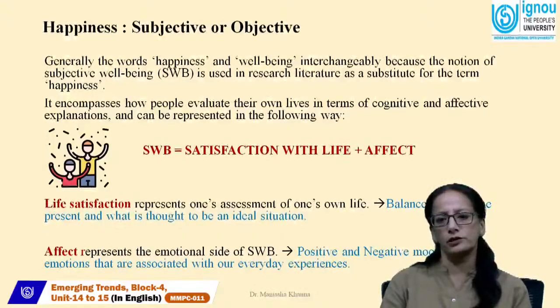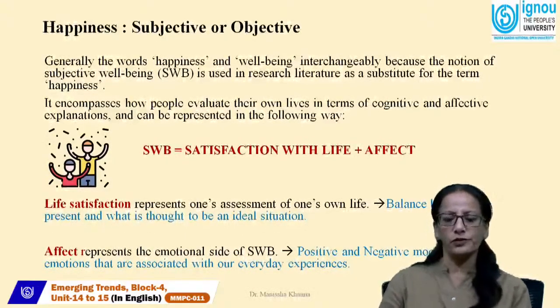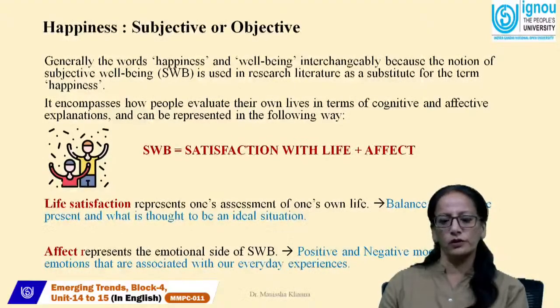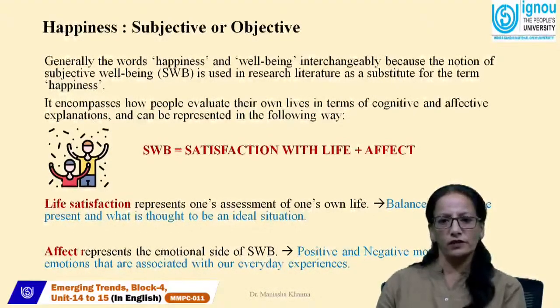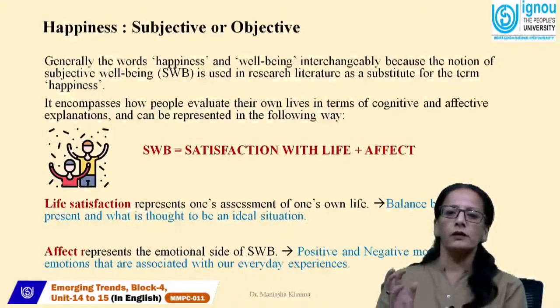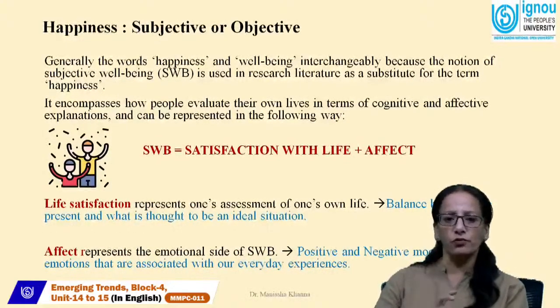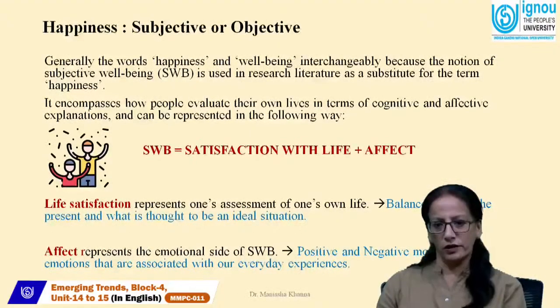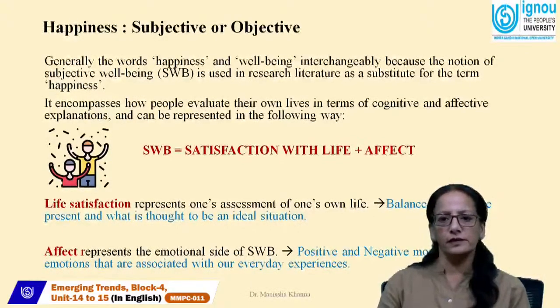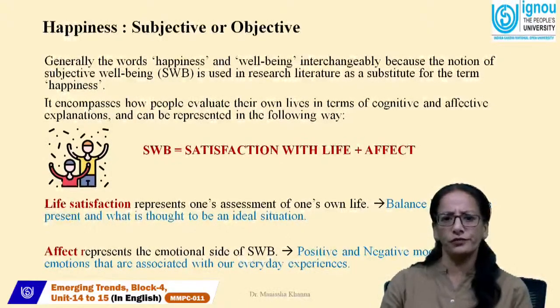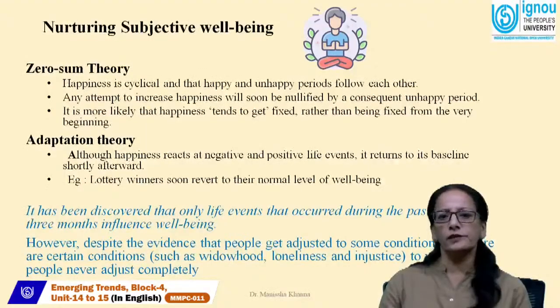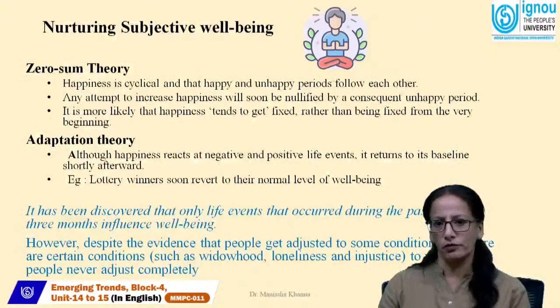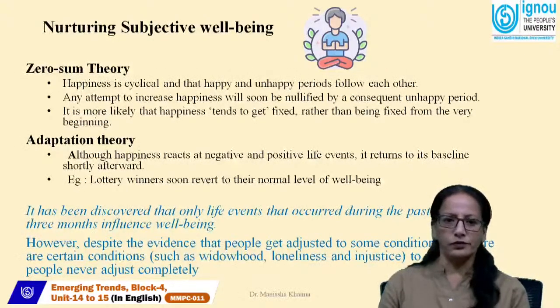What is the present situation and what can be the ideal situation? If a person is satisfied with the present situation, they are considered to be in satisfaction with life. But when it combines with mood, which combines with the emotions about everyday life events, that creates the subjective well-being of an individual. So in nurturing subjective well-being, or SWB, there are two theories. One is zero-sum theory and the other one is adaptation theory.